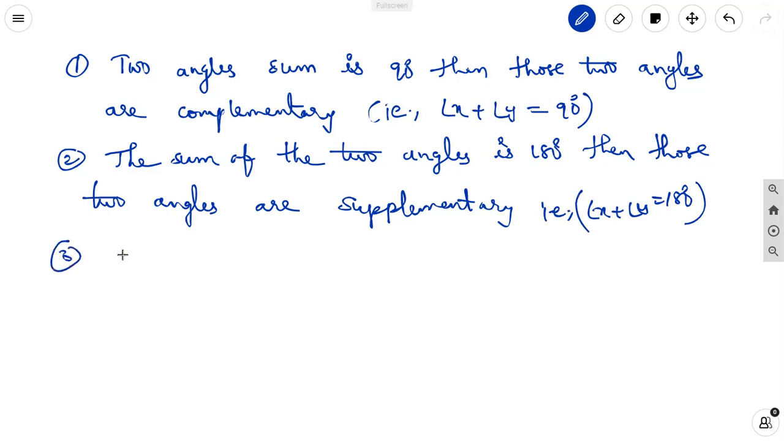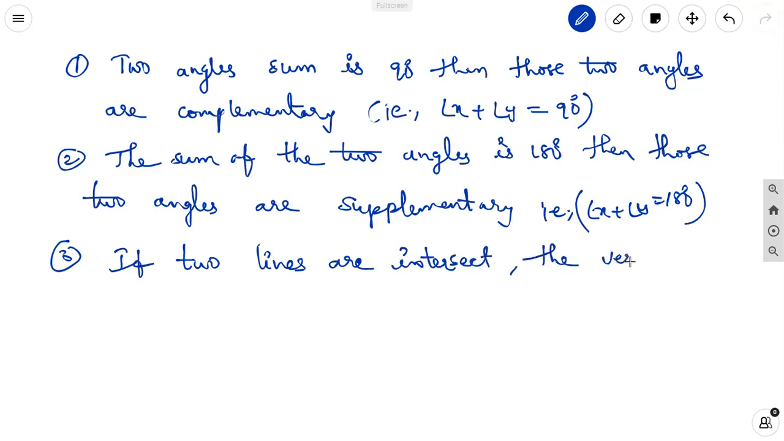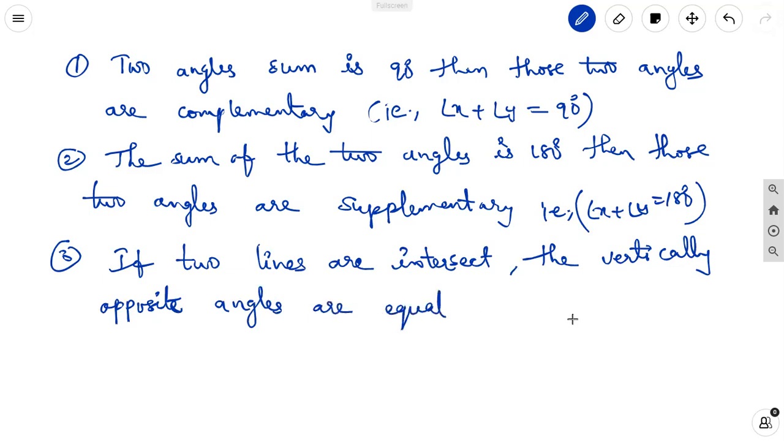Third one, if two lines intersect, the vertically opposite angles are equal. Vertically opposite angles are equal. For example, if there are two lines, AB is one line, CD is another line. Here, these two angles are equal, and these two angles are equal.